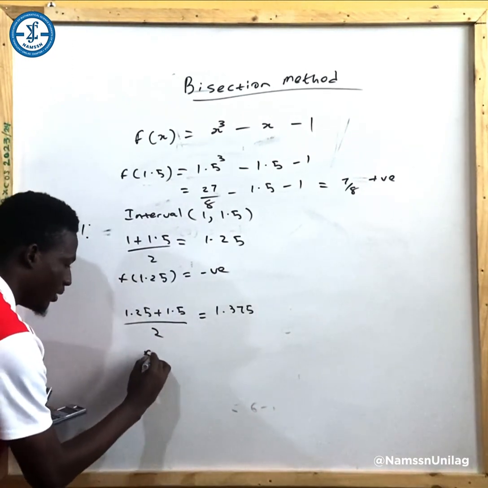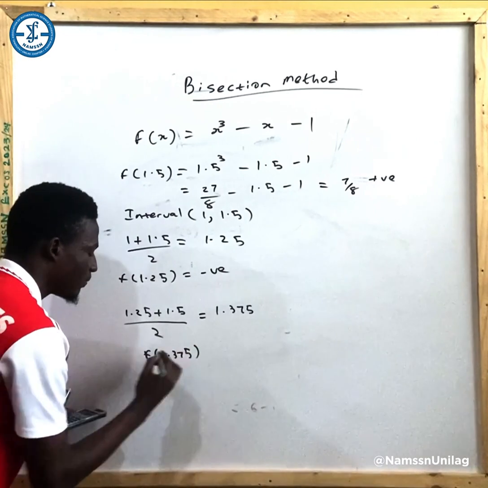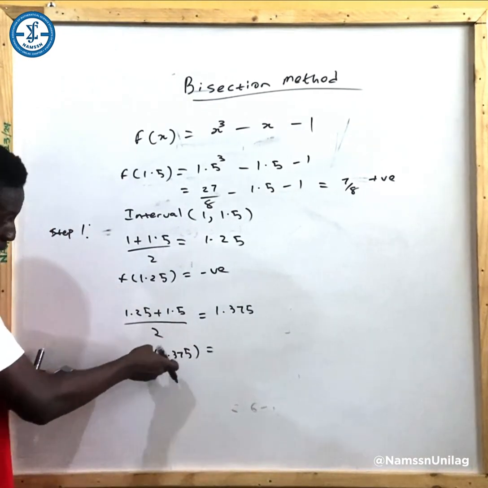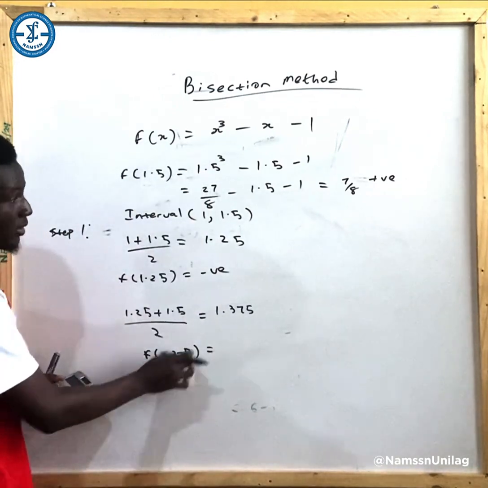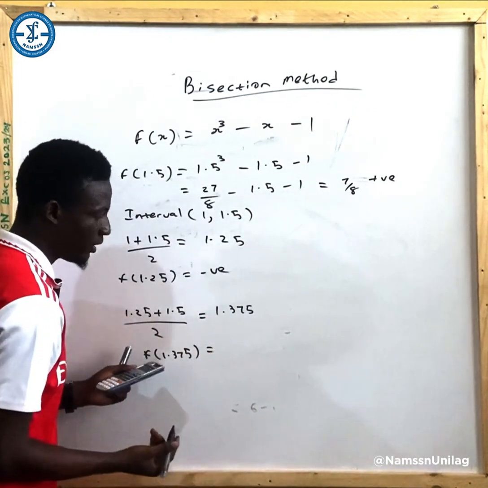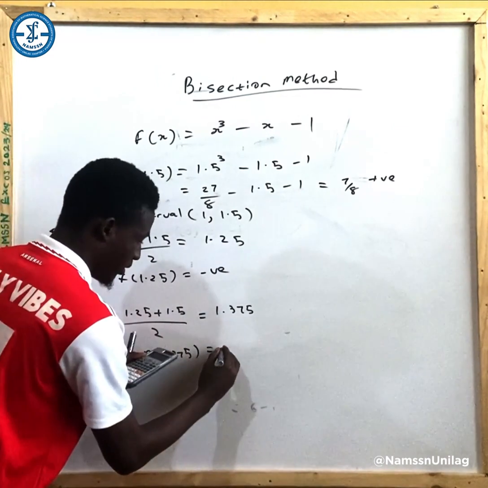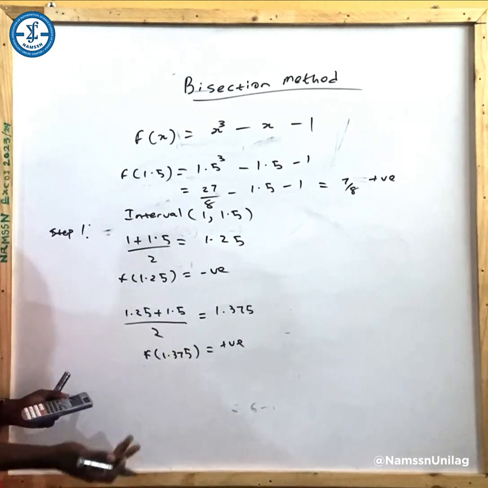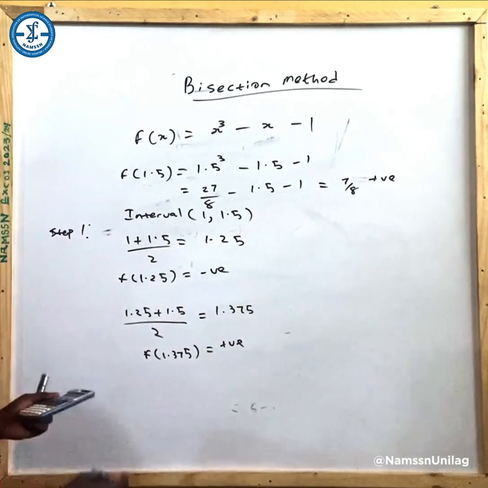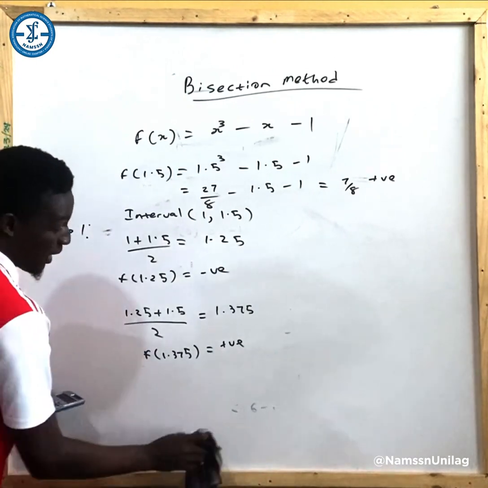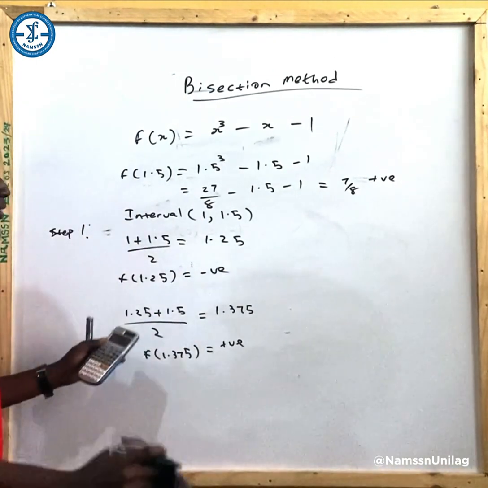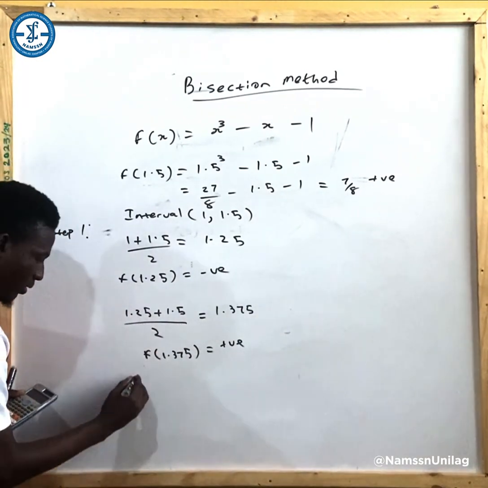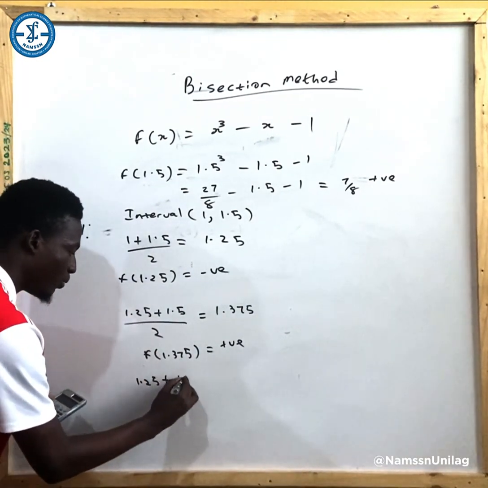Now, you test again. 1.375. This f of 1.375 means wherever in our original equation you put 1.375 there and get an answer. So you don't need the answer, you just need to know whether it's positive or negative. So here it is positive. So you would replace this here and you do that over and over till you get an answer. And don't forget, the further your interval, the more iterations you are going to do. So let me just complete this. I'll replace this. I would have 1.25 plus 1.375.